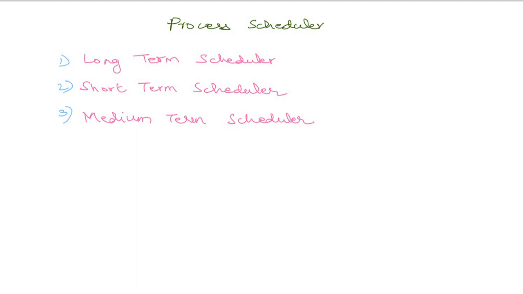So today we are going to study about process scheduler. In process scheduler we have three types of schedulers: long-term scheduler, short-term scheduler and medium-term scheduler. So starting with long-term scheduler. Long-term scheduler basically has the role to bring the process from disk to RAM. And long-term scheduler controls the degree of multiprogramming. And by degree of multiprogramming, what we mean is the number of processes that we have in hand.